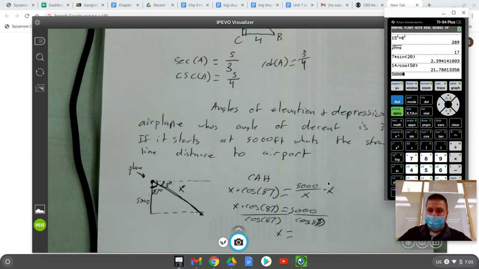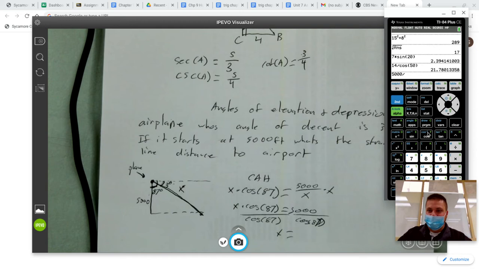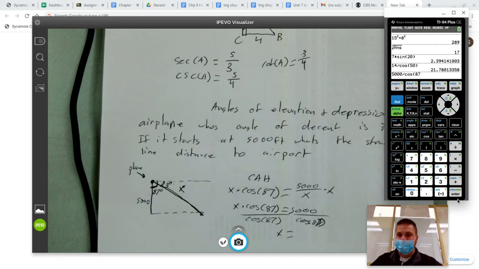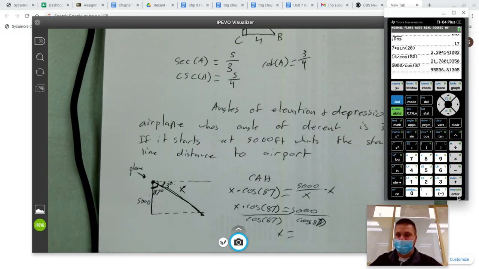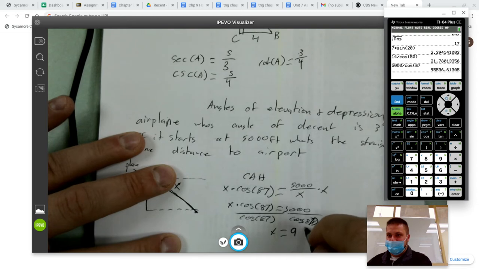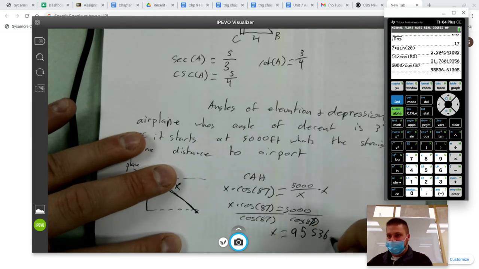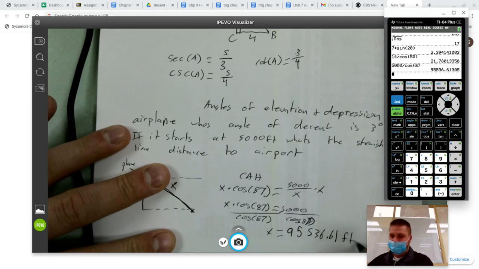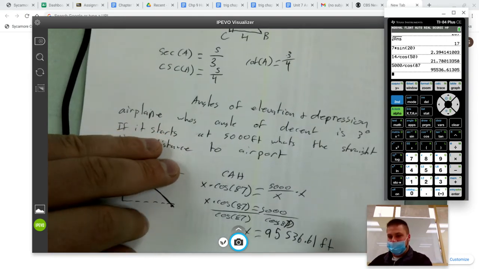5,000 divided by the cosine of 87. Let's make sure that I am in degrees. I am. 5,000 divided by the cosine of 87, that's ready to go. Equals 95,536.61 feet. Okay, that's an angle of depression problem.